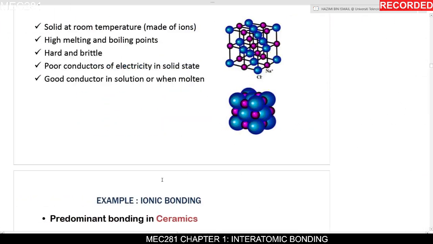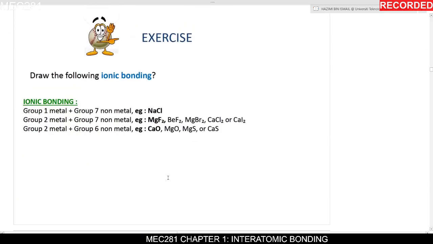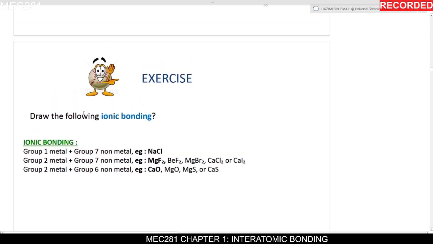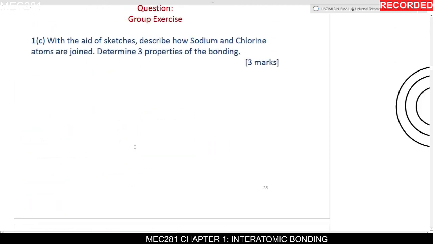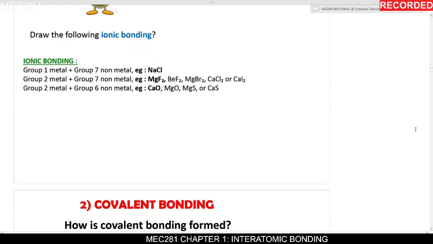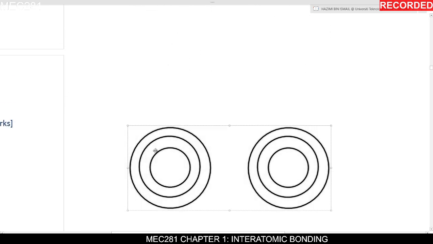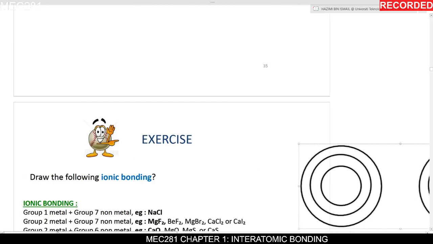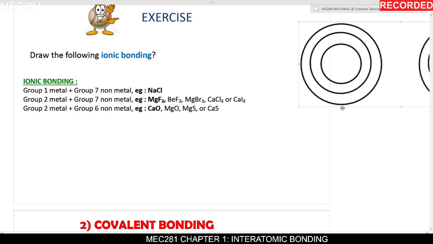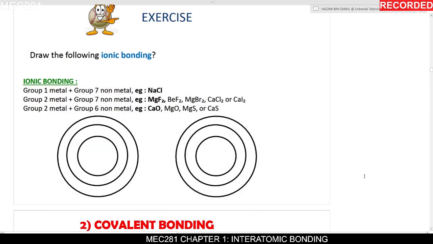Okay, so let's continue with our lecture. Draw the following ionic bonding. Group 1 and group 7 non-metal: yes, we already know about sodium chloride. How about magnesium and fluoride?